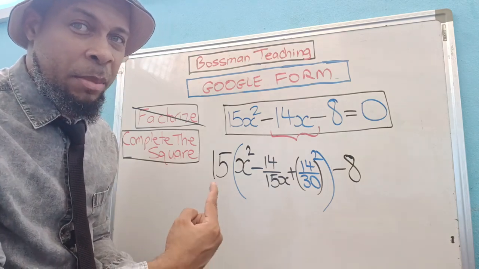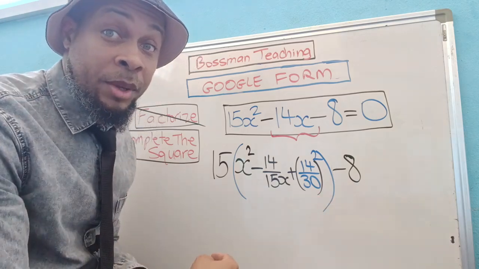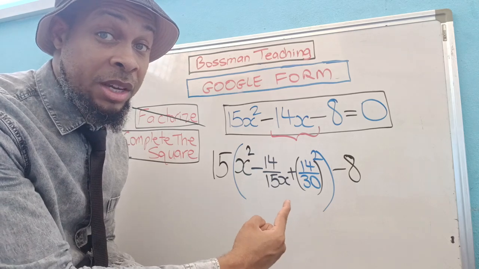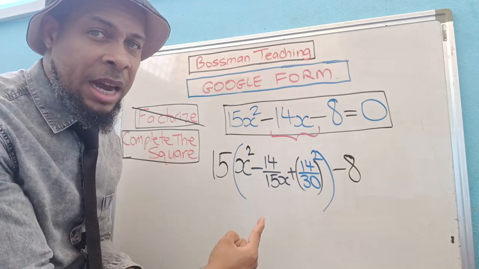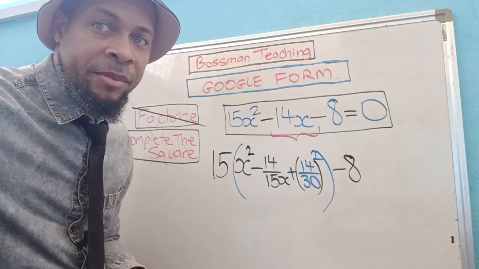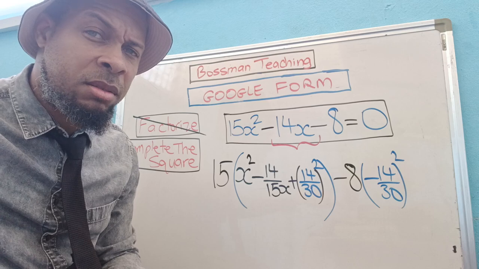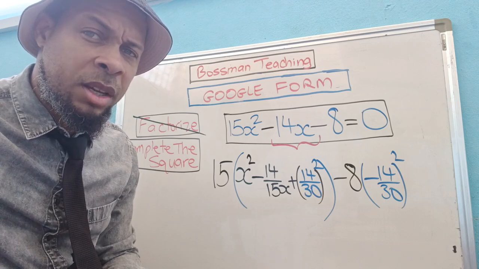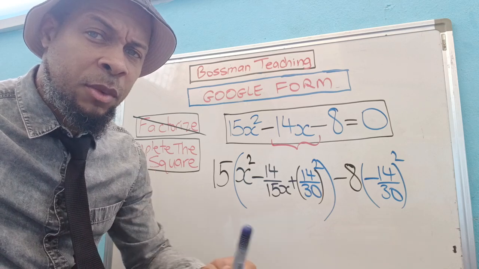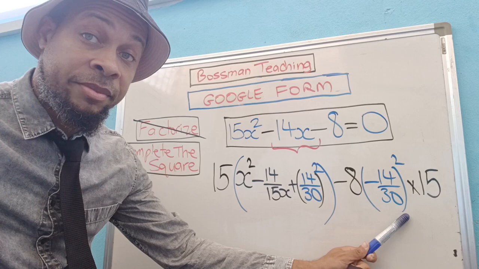So how can we replicate that for what should be beside the 8? Well, if you have a plus 14 over 30 all squared, you need to have a negative 14 over 30 all squared. Yeah, well, that's not it. No, there's something else. So we have this and we have this. So if we have this, we need to have this.